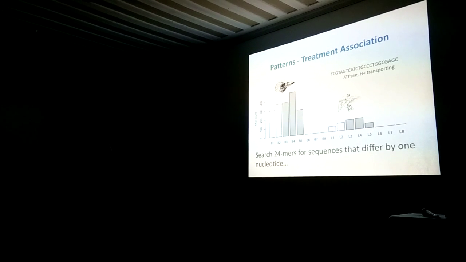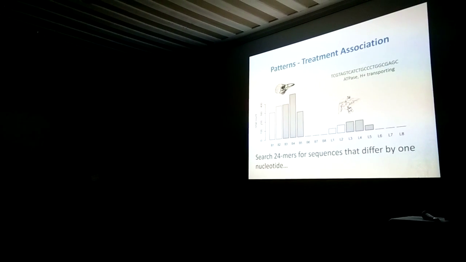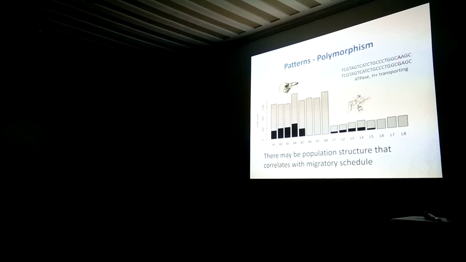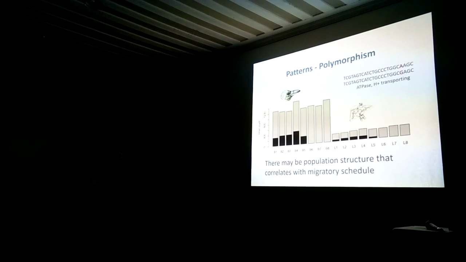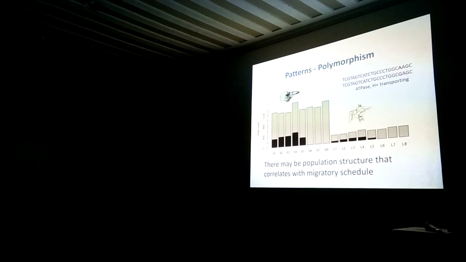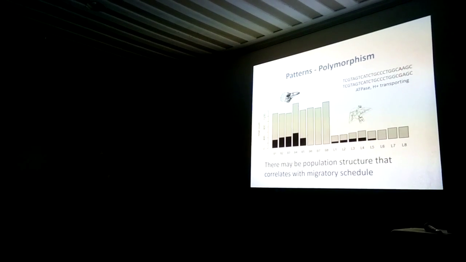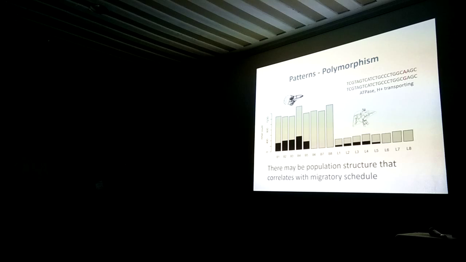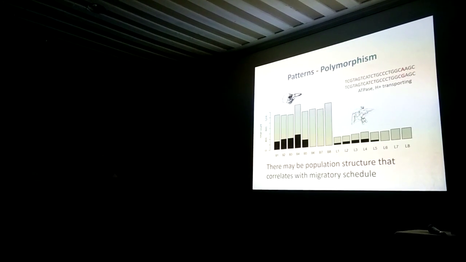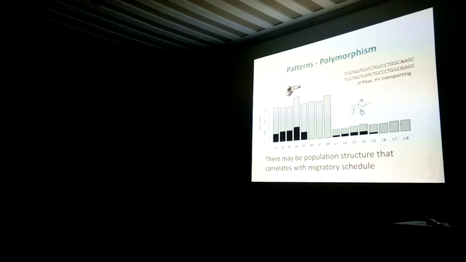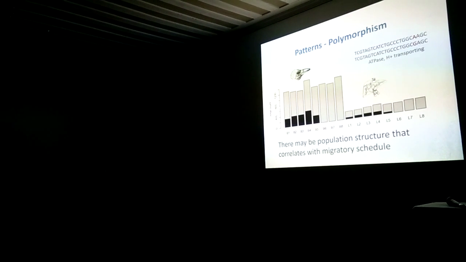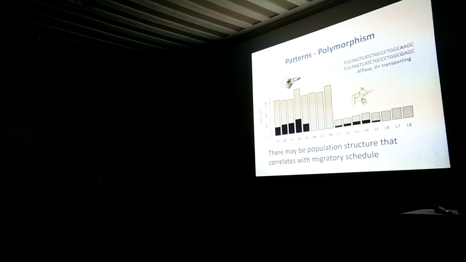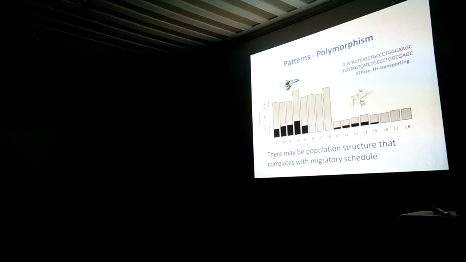However, if we then scan through all of our 20-mers for sequences that differ from this one by only 1 nucleotide, we see this on the next slide, and that's the same bar plot, the black part of the bars. The top sequence is a sequence that differs by 1 nucleotide from the one from the previous slide, and that's the gray bars, and you can see that now that top sequence is being expressed in all of the libraries pretty constantly at pretty high levels. So it actually looks like a sequence polymorphism. And there's actually quite a few of these. There's a couple hundred 20-mers that show treatment association. For a lot of these, we can find this pattern with the sequence polymorphism, suggesting there may actually be population structure in this species that correlates with migratory schedule.